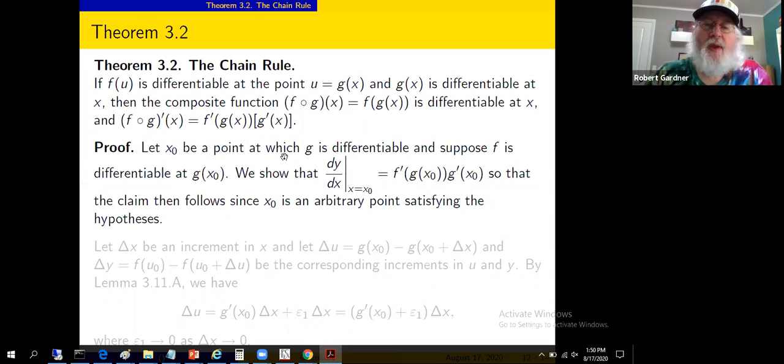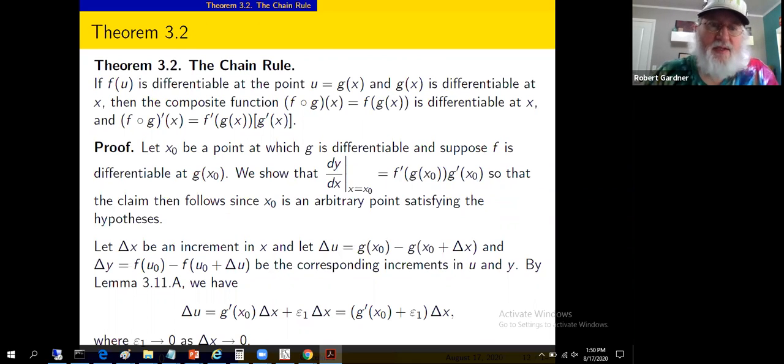First, let x sub 0 be a point at which g is differentiable, and suppose f is differentiable at g of x sub 0. So we've picked a particular point at which the hypotheses are satisfied, and then we're going to show the derivative evaluated at x sub 0 is f prime of g of x sub 0 times g prime of x sub 0. Since x sub 0 is an arbitrary point satisfying the hypotheses, this will hold for all x. But first, we've picked a particular point. It's okay, it's an arbitrary point satisfying the hypotheses.